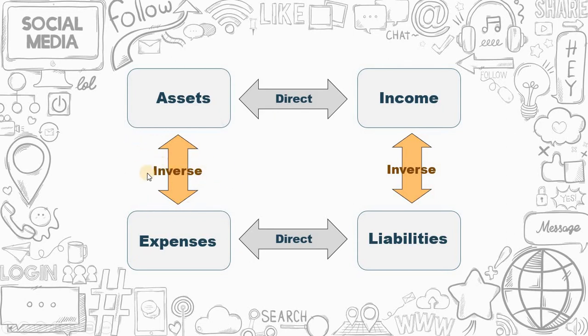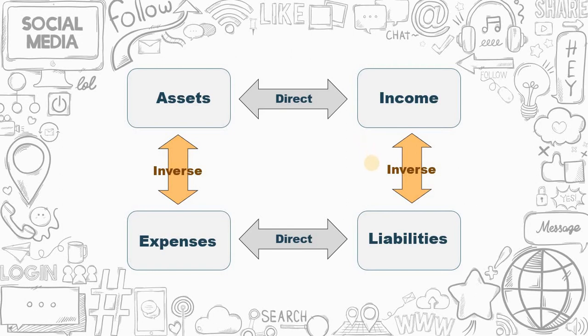When we say inverse, if an asset is overstated, its related expense account is understated. And if an asset is understated, its related expense account is overstated. The same relationship applies between income and liabilities. Moreover, the inverse relationship also applies between asset and liabilities, as well as between expenses and income. So both of these have an inverse relationship.